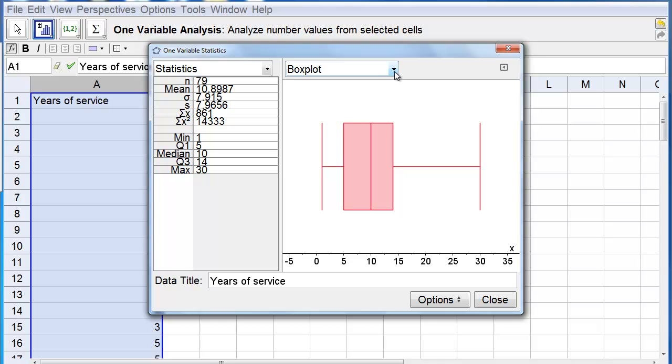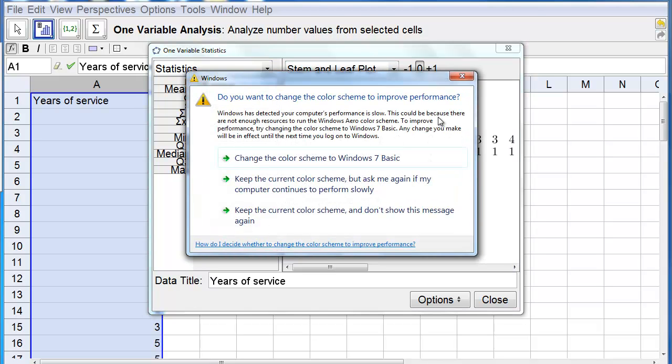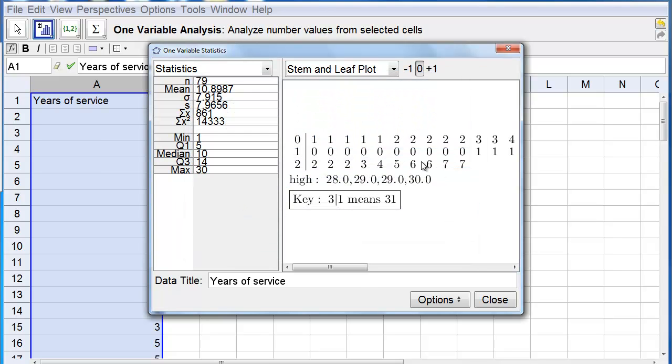And the other graph, which is a very important graph, is the stem and leaf plot. You can see with stem and leaves how many data points are in the 0s first, then the 1s and 2s so far. So we can talk about this as well in another lesson.